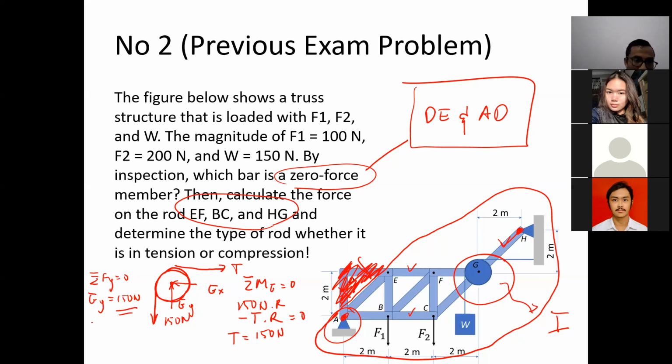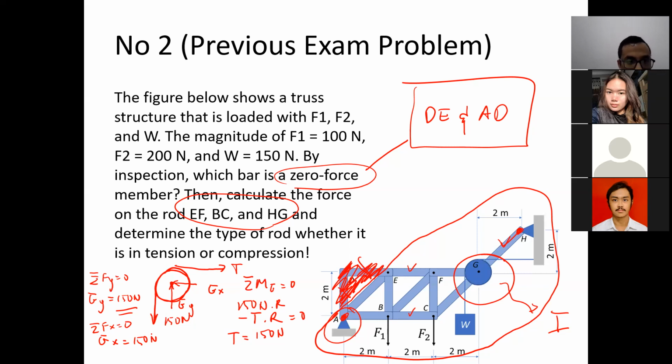And then using sigma Fx equal to 0, what we will get is T minus Gx equal to 0, right? T is 150 Newton, so we will get the value of Gx. Gx is 150 Newton. Also Gy 150. Sigma Fy equal to 0: what we will have there is Gy minus 150 Newton equal to 0. So Gy is equal to 150 Newton, right?